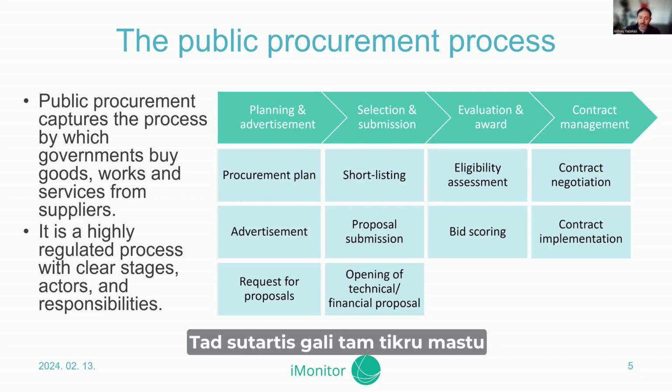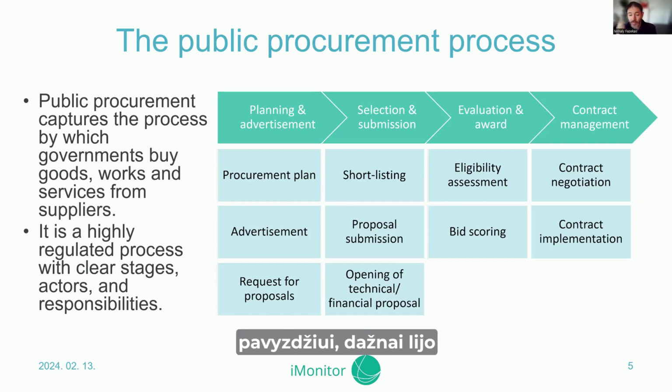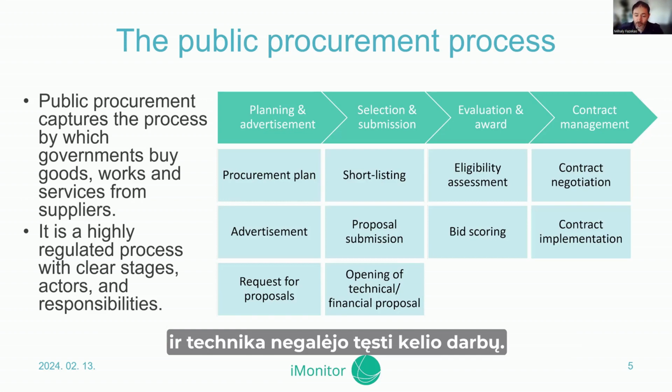So the contract can deviate from the submitted bid to some degree, or maybe the initial contract was identical to the submitted bid, but during the implementation, some unforeseen events happened. I don't know, there was a lot of rain, so machines couldn't work on the foundation of the road, so timelines had to be adjusted.